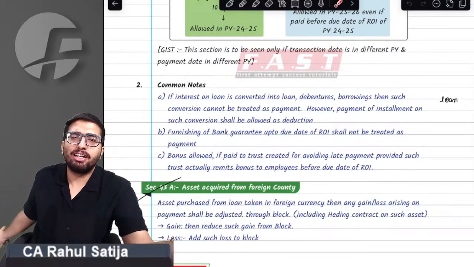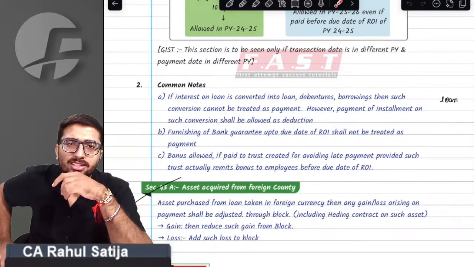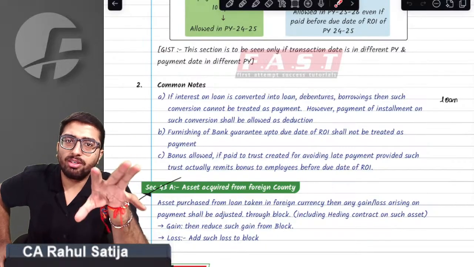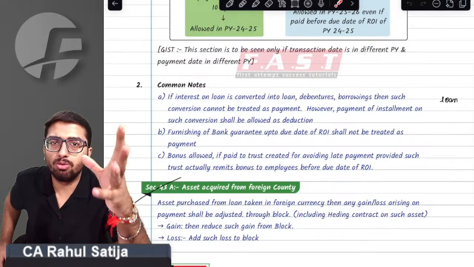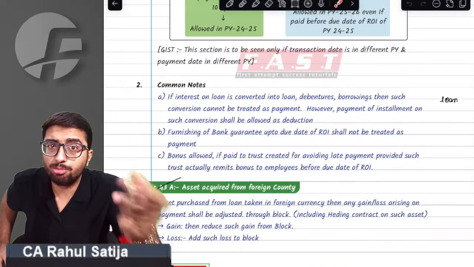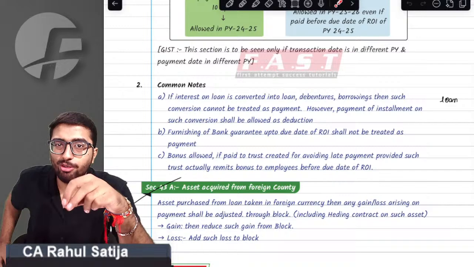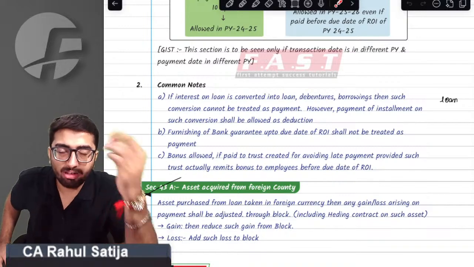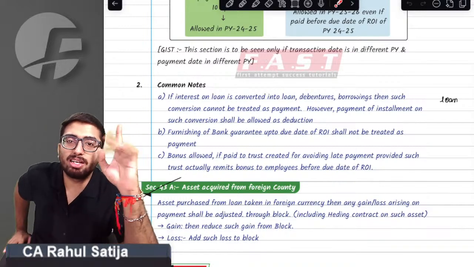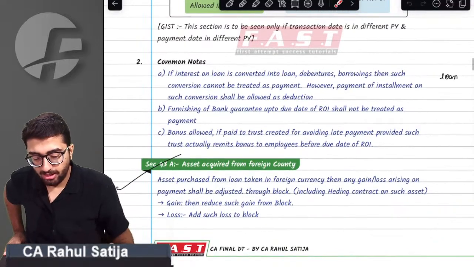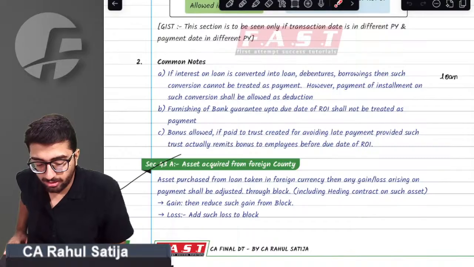So Monisha started claiming such conversion as deduction. Will she be allowed? Right answer is no. If you convert any kind of interest into loan, such conversion never amounts to payment under Section 43B. Sir, if you do not pay any sum, it shall never be accounted as payment. Conversion never amounts to payment. So this must be clearly borne in mind.